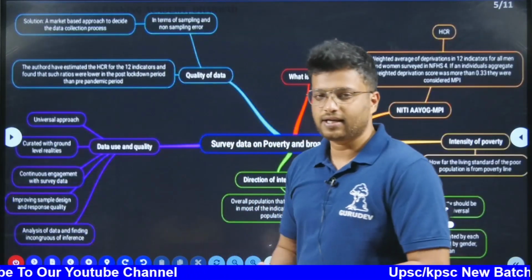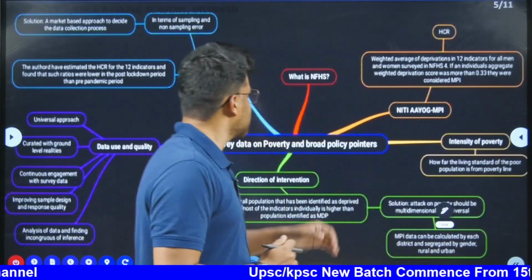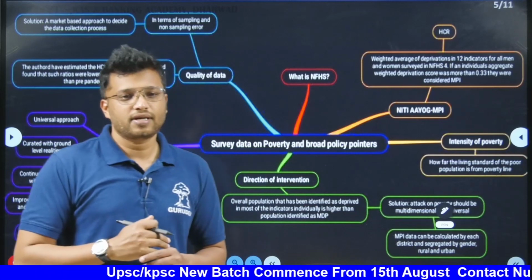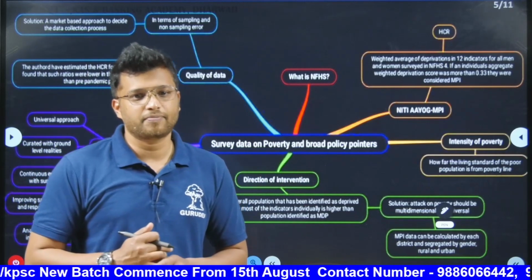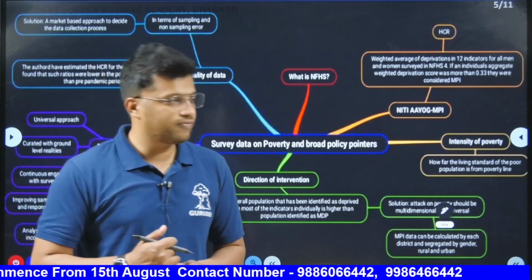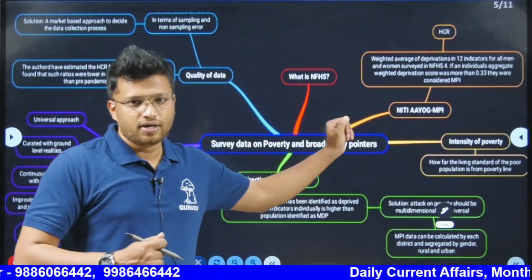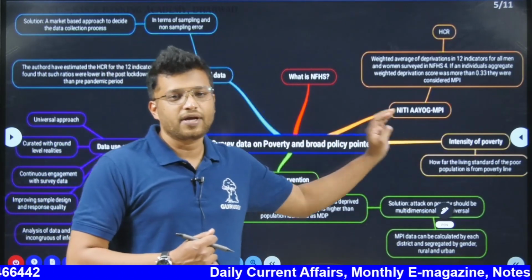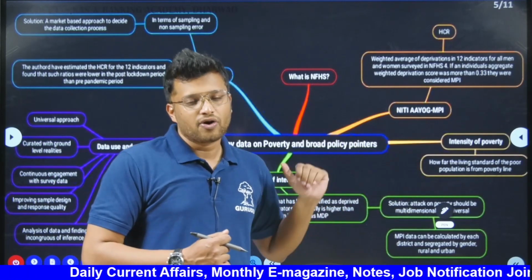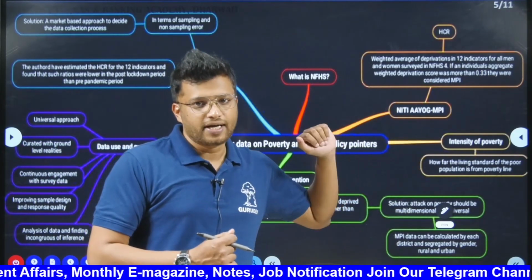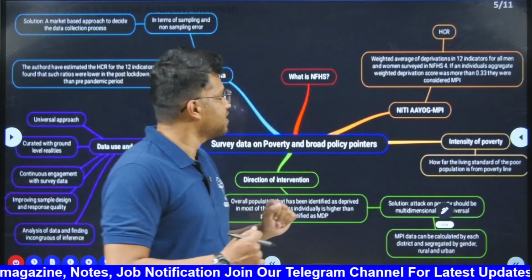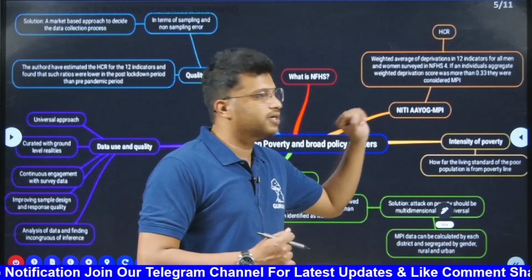When we look at the article, it starts with what is NFHS. I have explained, it is the National Family Health Survey conducted by the Ministry of Health and Family Welfare. Here, the Niti Aayog, using the data of the NFHS, is calculating an index called the multi-dimensional poverty index. What does the index say? It says the weighted average of deprivation in 12 indicators.